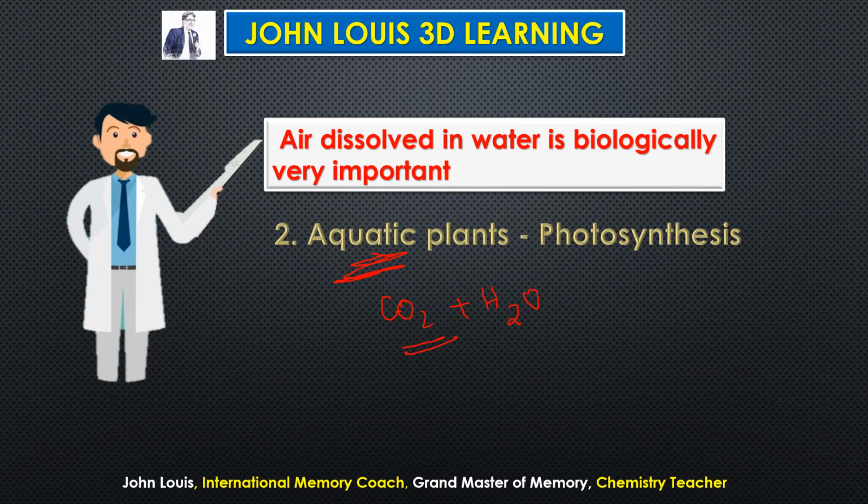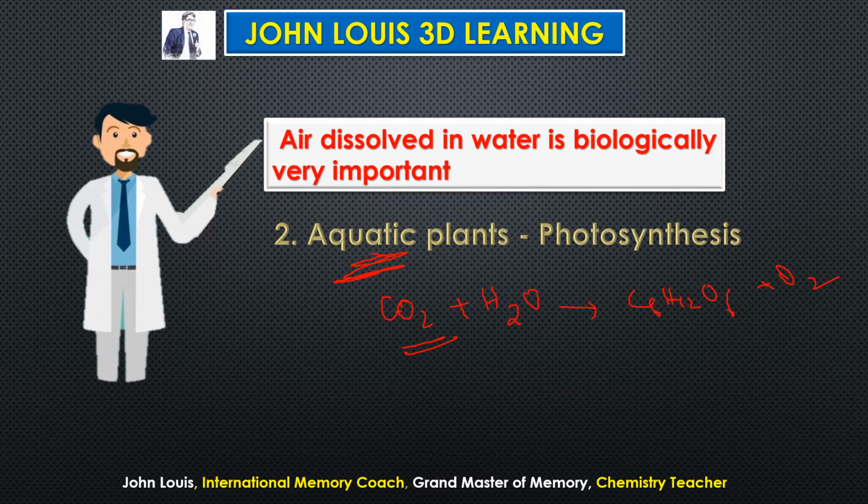Aquatic plants produce starch, C6H12O6, by the photosynthesis process, plus oxygen. So that gives out oxygen. This is the photosynthesis reaction. These aquatic plants need carbon dioxide gas underneath the water, which they get from the dissolved air. So dissolved air contains carbon dioxide as an impurity. Otherwise, aquatic plants cannot survive.